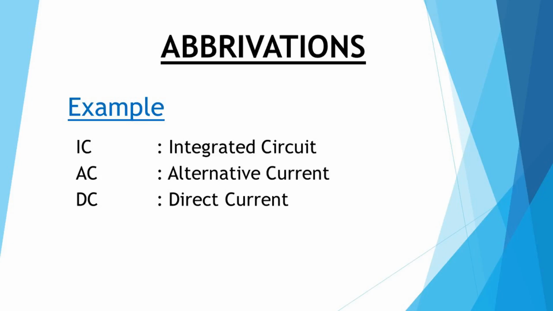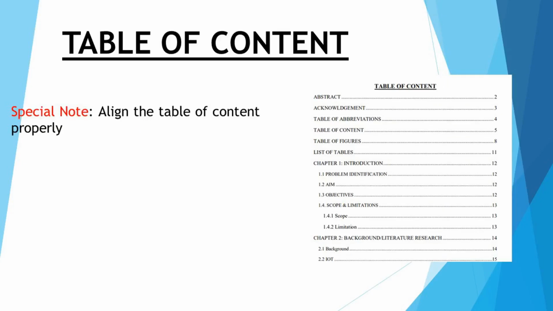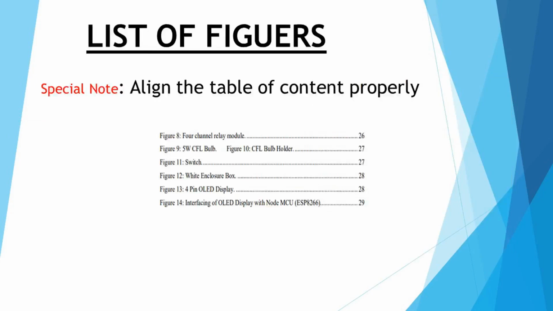Here you can clearly see that chapter 1 is introduction and it is on page number 12, and the subsections of chapter 1 are like problem identification, aim, objectives, scope and limitations, and so on. You have to make it look nice. It doesn't matter how many pages it contains, you have to keep it looking nice and have proper information regarding your final year project report. So once you are done with that, you can add a list of figures.